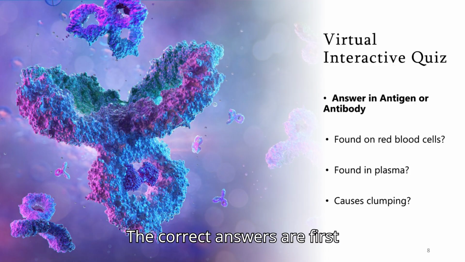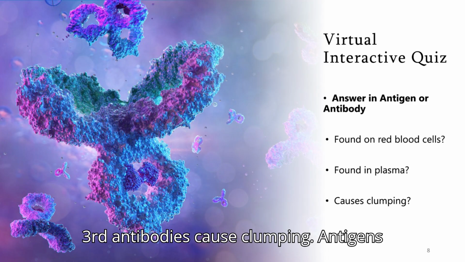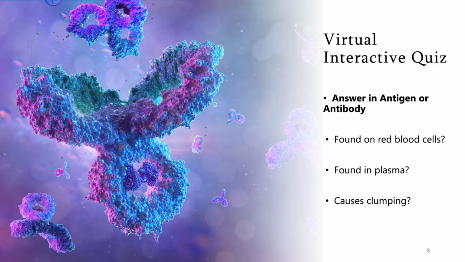The correct answers are: first, antigens equal red blood cells. Second, antibodies equal plasma. And third, antibodies cause clumping. Antigens themselves do not attack anything.